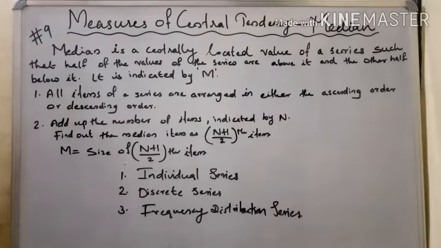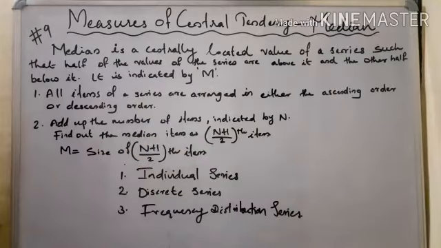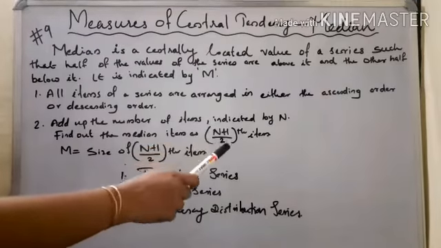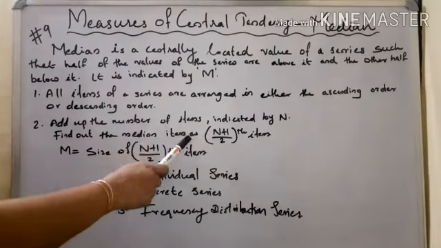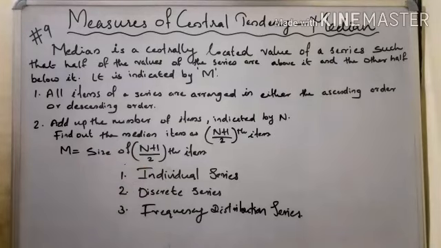The first step is that all items of a series are arranged in either ascending or descending order. It is a very important point. If we do not arrange the series into ascending or descending order, then we will not get the correct value of median. So the first and important step is to arrange the series in either ascending or descending order. Then the second step, add up the number of items, indicated by n.